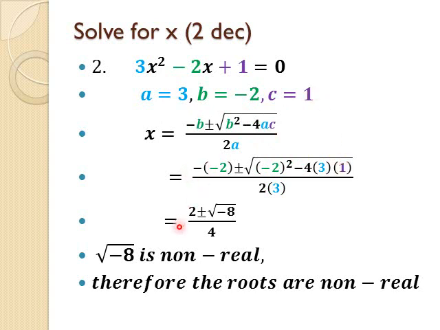So negative times negative would give me positive 2. Negative 2 squared gives me 4, but 4 minus 12, you see 4 times 3 is 12. 4 minus 12 gives me negative 8. Right? Now, the square root of a negative value does not form part of our real number system. Therefore, the square root of negative 8, because it's non-real, the roots are non-real, meaning if I plot this graph, it won't touch the x-axis. We can solve it using imaginary numbers, but that is part of your university work.